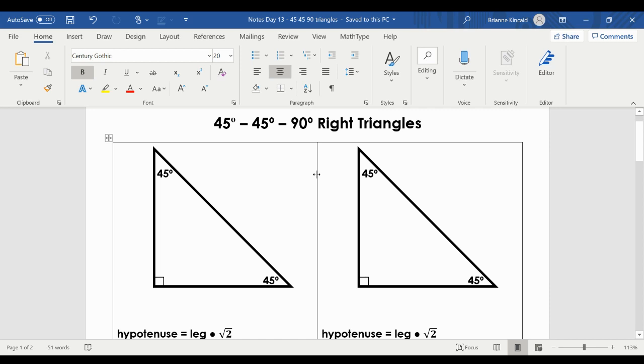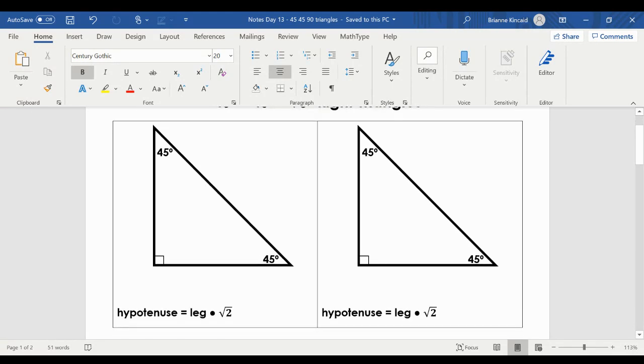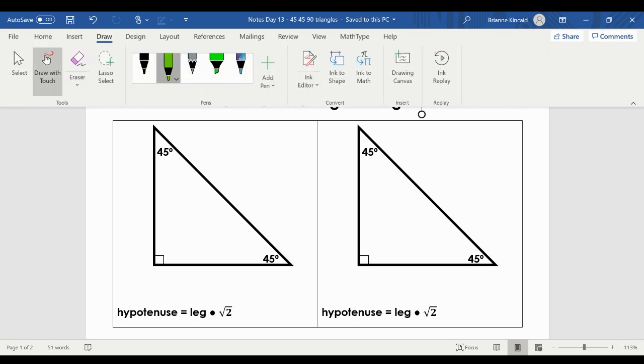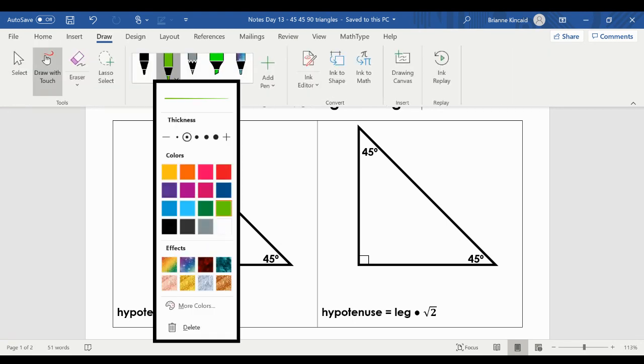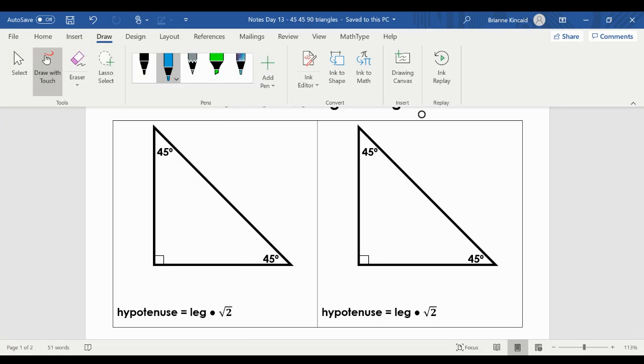Hey everyone, this video is to help you with special right triangles. The first type that we have is a 45, 45, and 90 right triangle. Because it's 45, 45, 90, that means it's an isosceles triangle, because if two angles are the same, then two of the sides are going to be the same.